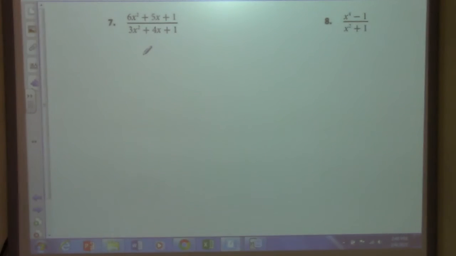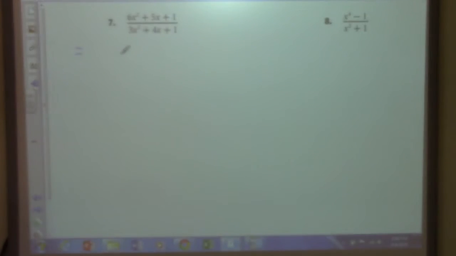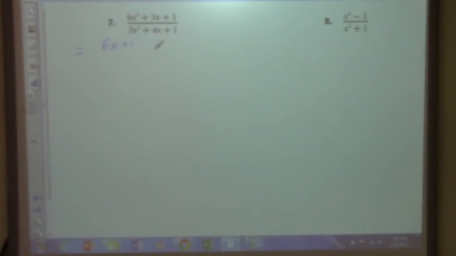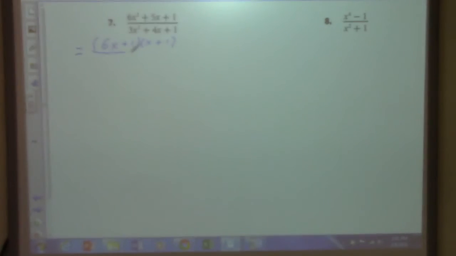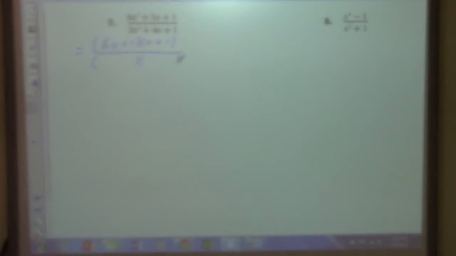Okay, Ben, what do you have? Okay, so you factor out the numerator, and you get 6x plus 1 in parentheses. And then you get x plus 1, and then the denominator is 3x plus 1 in parentheses. And then an x plus 1. Wow. Okay.